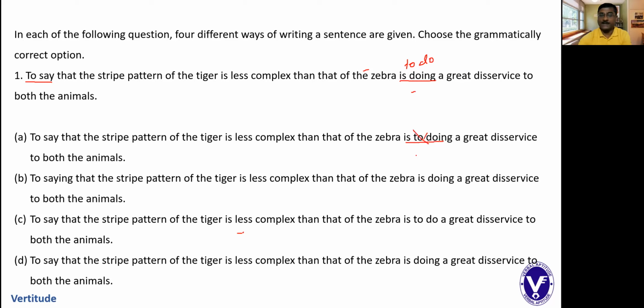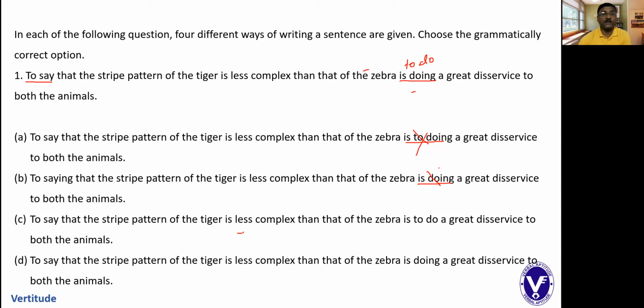So I eliminate. See how you can do faster. I'm not reading the entire sentence. I know where the error is and I'm looking where the correction is done. Is doing. That's why we have eliminated. To saying that this is doing. To saying after to. Remember this.